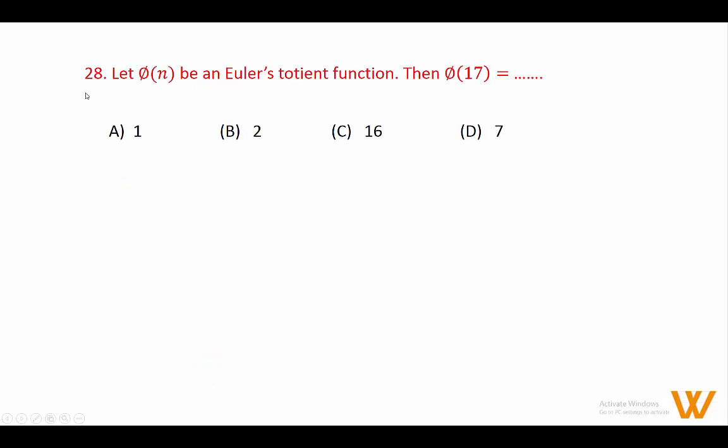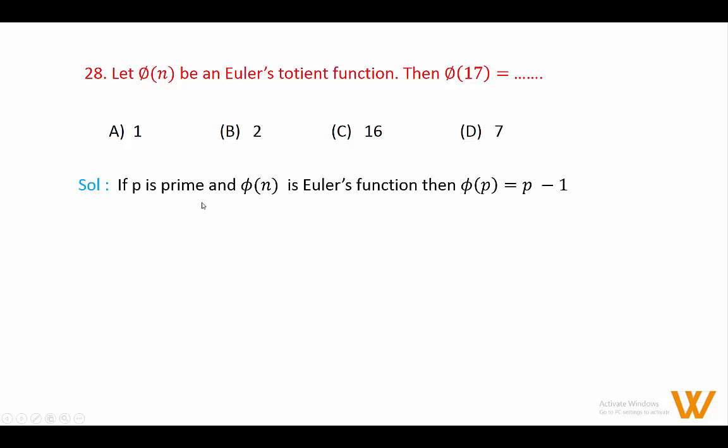28. Let phi(n) be Euler's totient function, then phi(17) is equal to. If p is a prime number and phi is Euler's function, then phi(p) is equal to p minus 1. Here 17 is a prime number, so phi(17) equals 17 minus 1, which is 16. So answer is option C, 16.